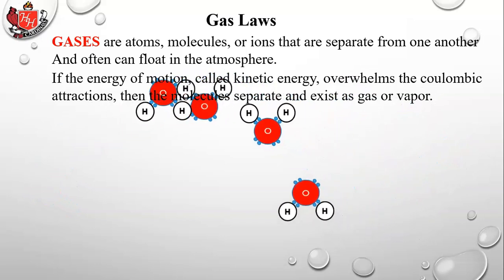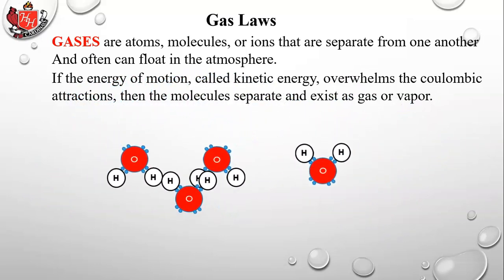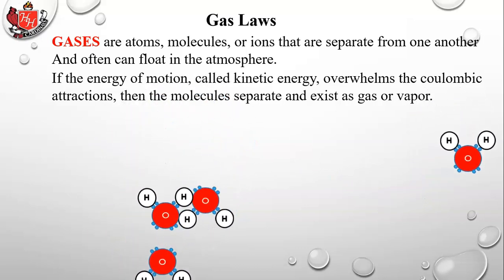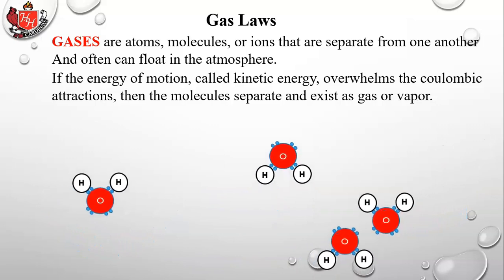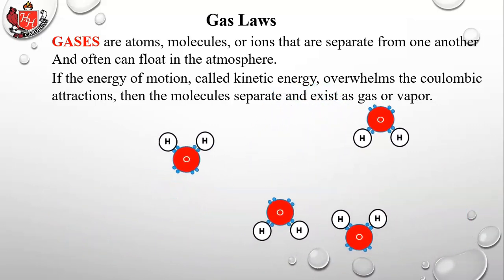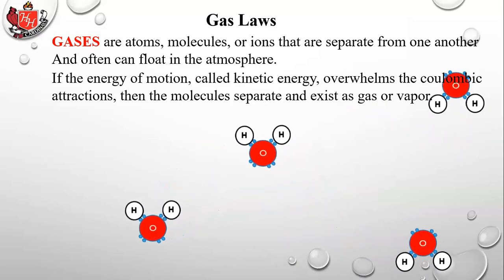Now, gas in the sense of chemistry has nothing to do with the substance that people buy at a gas station to power their cars. It simply means unattached molecules, atoms, or ions that can usually float about. Sometimes they'll settle down on the surface, but often they can float.